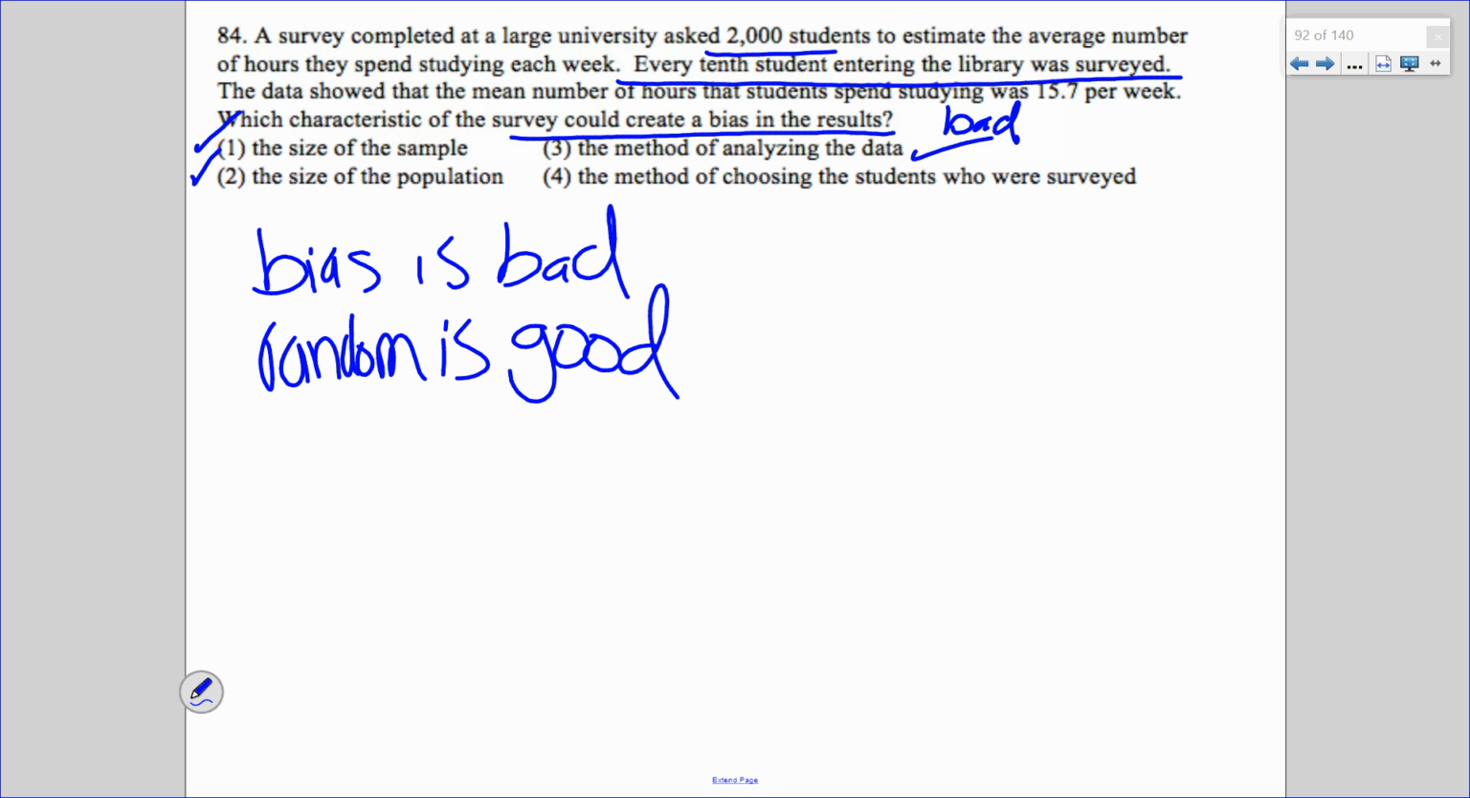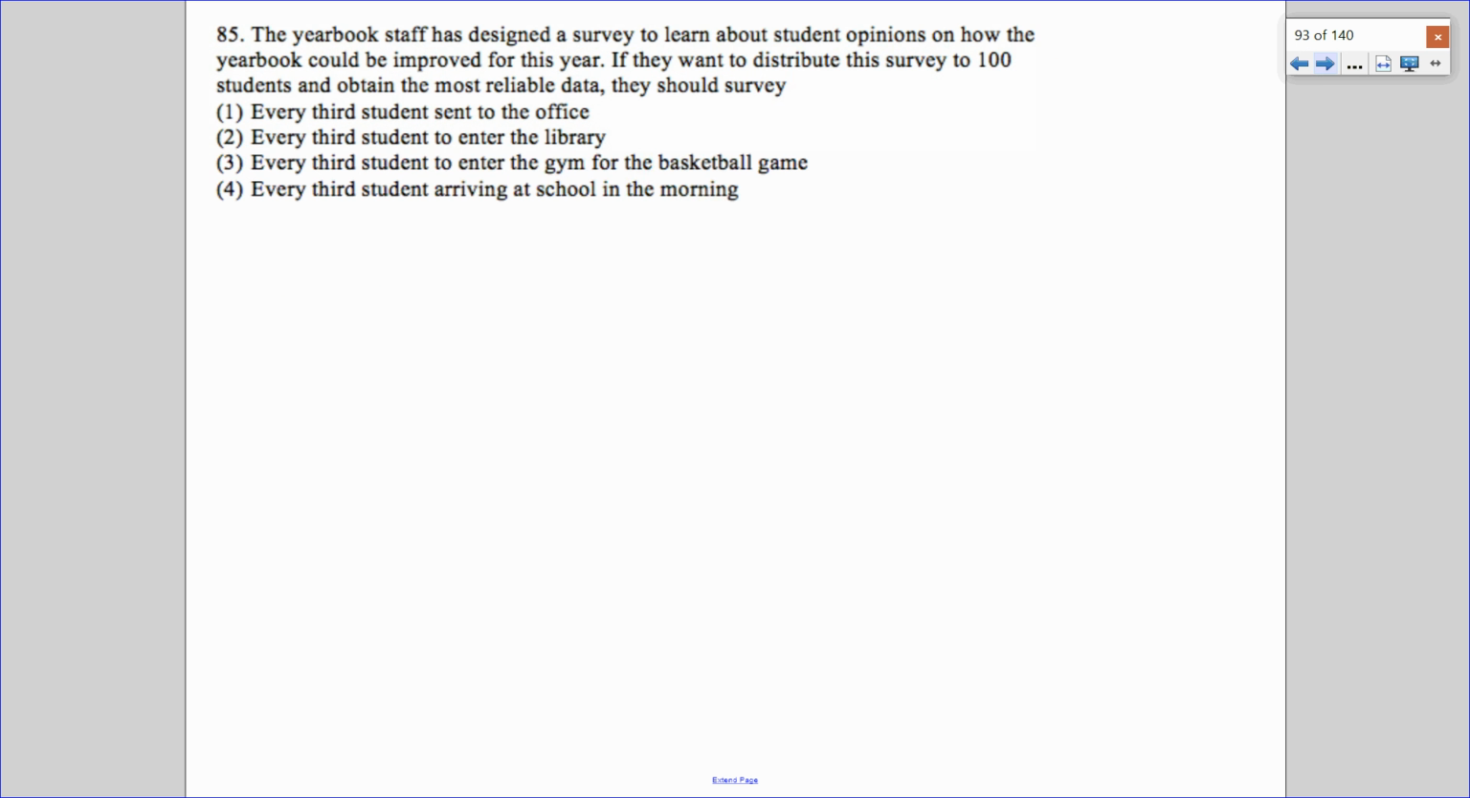Is asking every 10th student entering the library going to give you a good idea of how the whole school studies? No. People that are going to the library are going to the library to study. They, in general, will be studying more than the average person at university. So that will create bias. Their results will probably show you that students study more than they actually do. A better way to do this was to ask every 10th person getting lunch in the student union. That would be random.